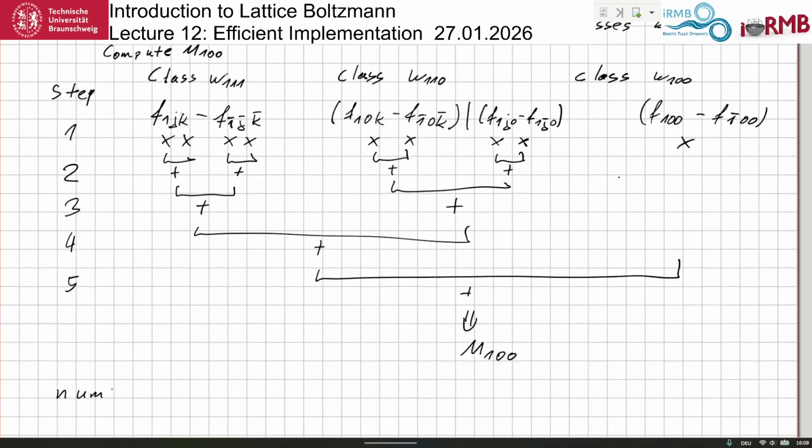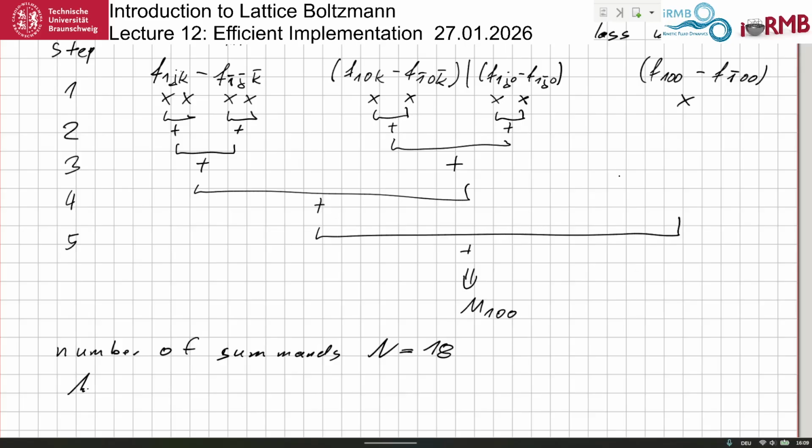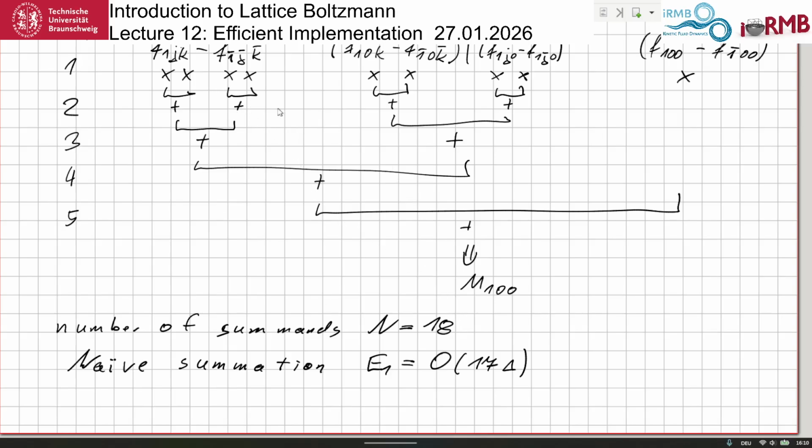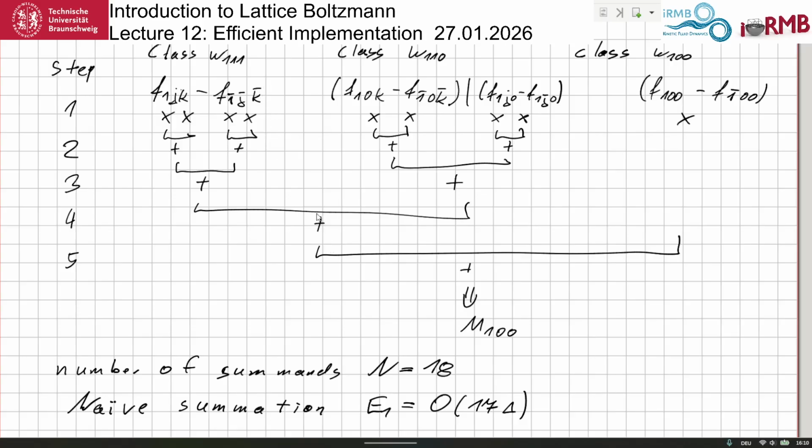So now what you see, the number of summands is 18. So which means that a naive summation would have an error of 17 delta, because it's n minus 1 delta. Yeah. So if we do pairwise summation, we gain one round of error only in one of these layers. So we don't do this 17 times, but we do it only 5 times, because we only go through 5 steps.